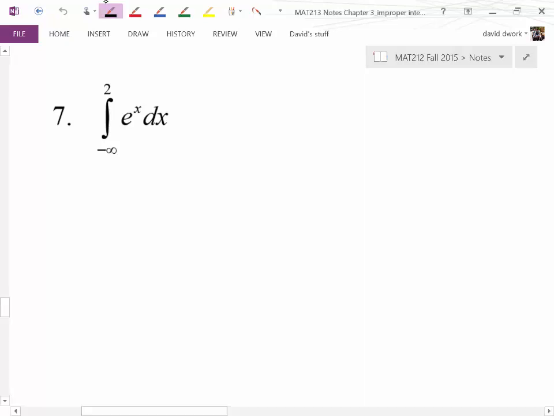All right, so once again, you're seeing this is an improper integral because this time we are evaluating towards negative infinity. This is the first problem we've seen like this, but what does it change? Well, absolutely nothing. So what we're going to do is just let k approach negative infinity, ranging from k to 2 of e to the x dx.